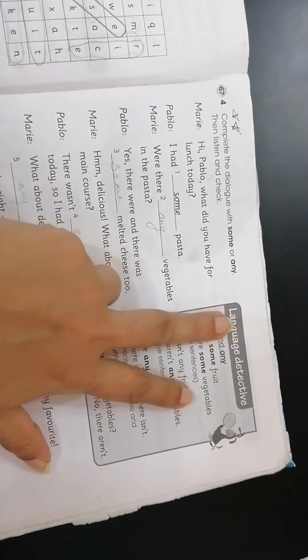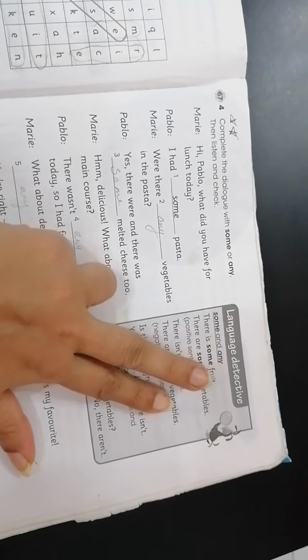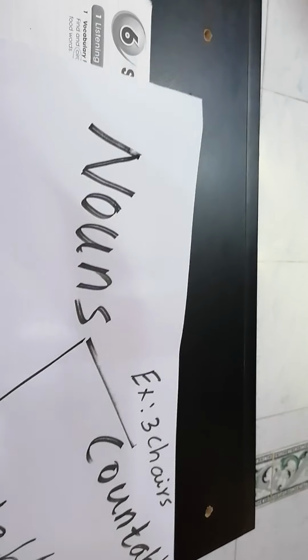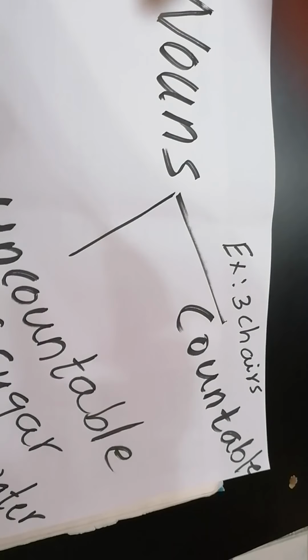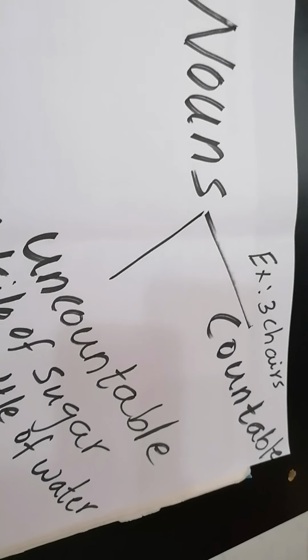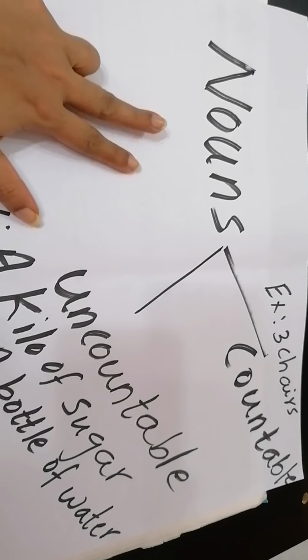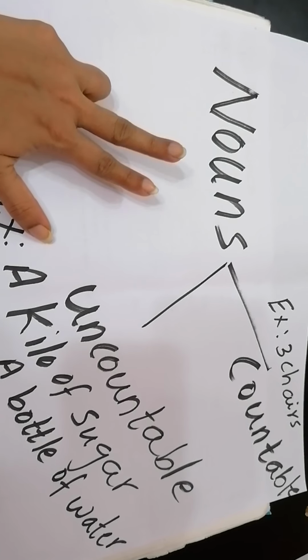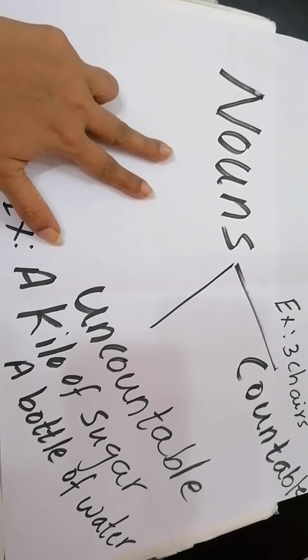Now, another thing is, you can see in your activity book there is the difference between some and any. So what is the difference between some and any, or where we can use some and any? So before that, let me introduce countable nouns and uncountable nouns. So nouns, you know that nouns are the name of a person, place, or a thing, like that.